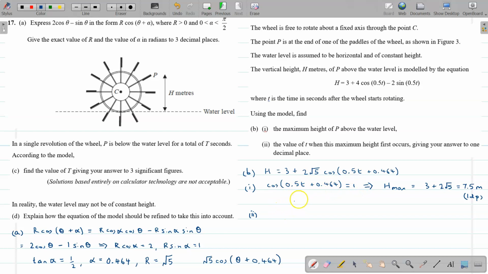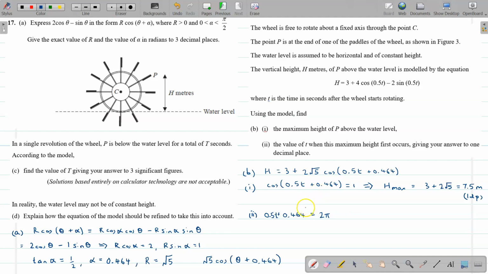So basically what we have to do is set theta plus 0.464 equal to 2 pi. And that gives me that, well, I'm using theta there. I ought to really put the 0.5t. Okay, we can go back to theta and convert it, but it's better that way, I think.